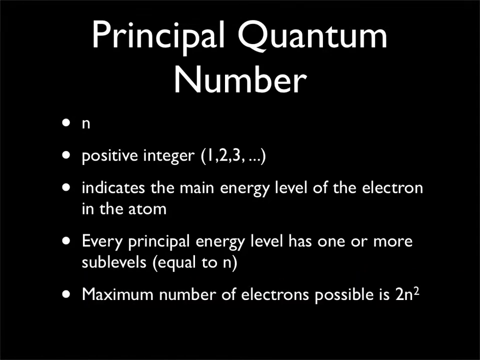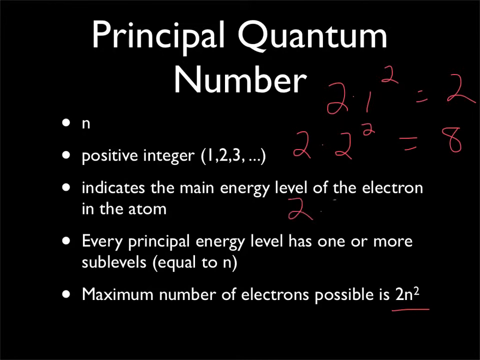The total maximum number of electrons that you can have in your level is found using this equation: 2n squared. So if I'm talking about level 1, what's 2 times 1 squared? 1 squared is 1, times 2 is 2. So in the first level, I can only have 2 electrons. If I'm in the second level, it's 2 times principal level n, 2 squared. 2 squared is 4, so 2 times 4 is 8. Third level, 2 times 3 squared equals, 3 squared is 9, times 2, 18.